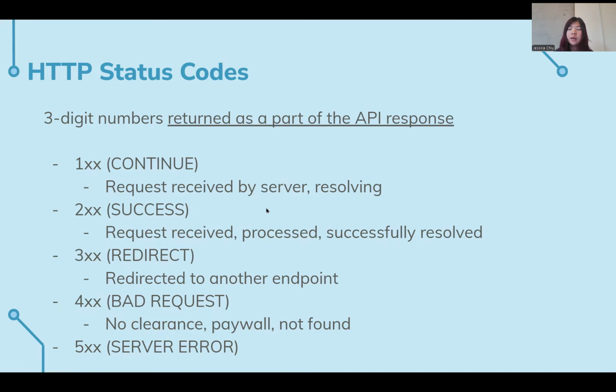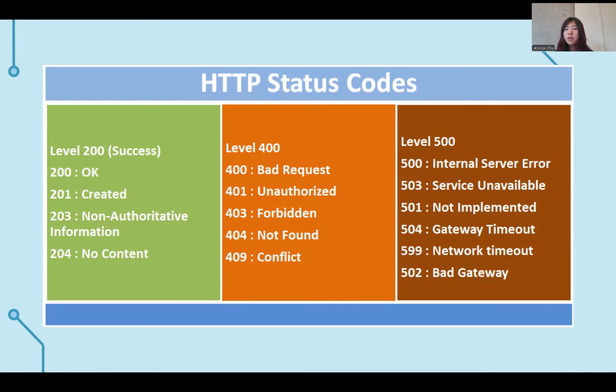If there's a three, that means it was redirected to another endpoint. If there was a four, that means that it was a bad request. So something like there was no clearance, there's a paywall, it was not found. And lastly, if there's a five, that means there was a server error. So these status codes can help you a lot when you're trying to debug. It's the first place you want to look to see what type of error you ran into.